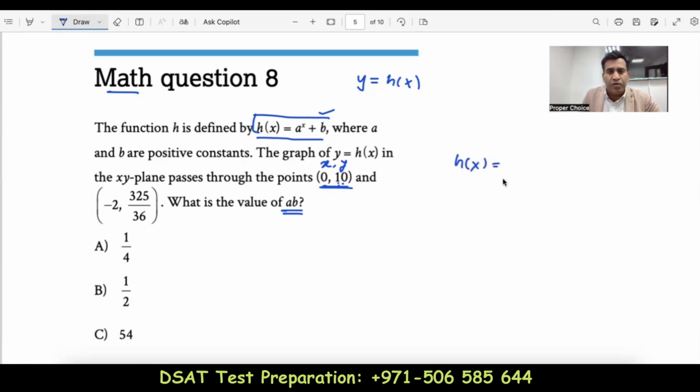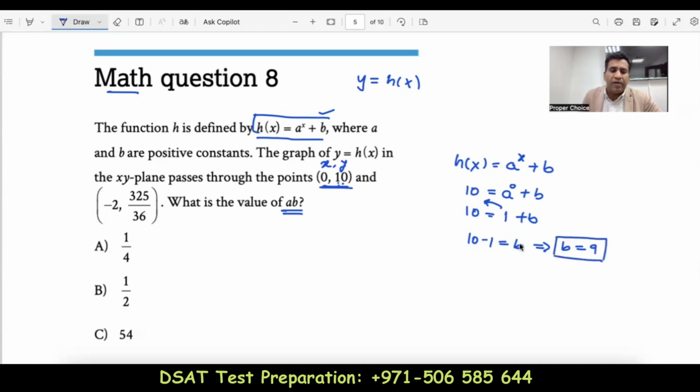So make use of this. H of x is equal to a to the power x plus b. Substitute h of x as 10, that is 10 equals a to the power 0 plus b. Any number to the power 0 is 1 regardless of what that number is. This is the rule, or you can check it by using a calculator. Plus b, what do I get? Now if you rearrange the terms, 10 minus 1 equals b, that gives me the value of b here, it is going to be 9. I've found the b value.